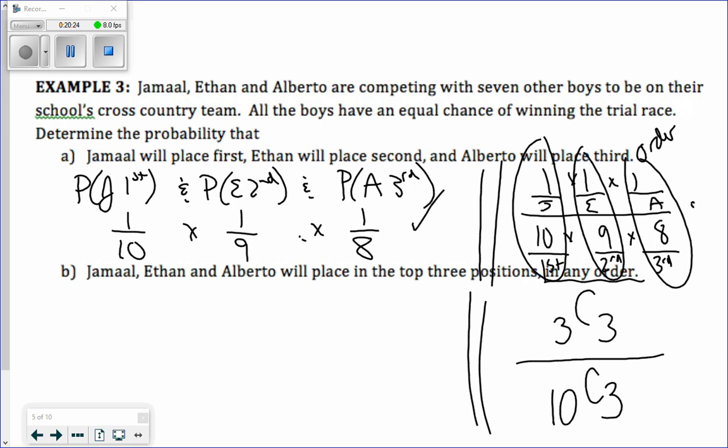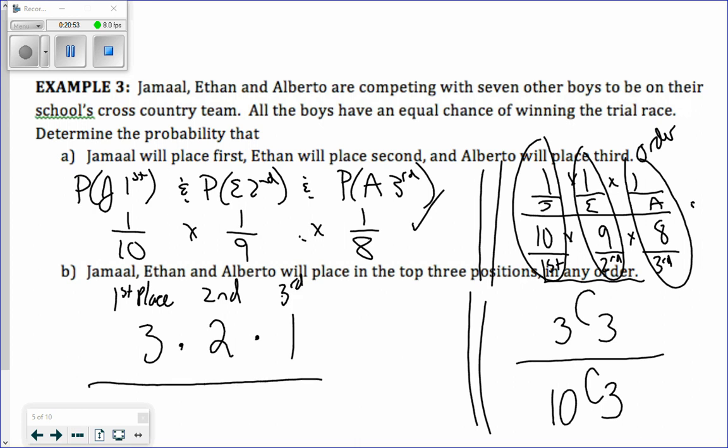Over here, for first place, how many choices do you have for first place? How many boys do you have to pick from for first place? 3, right? So you've got 3 choices for the first place. How many choices for second place? And then how many choices for the third place? 1. So 3, 2, 1, right? Over 10 P3. It's still going to be the 10, 9, 8.